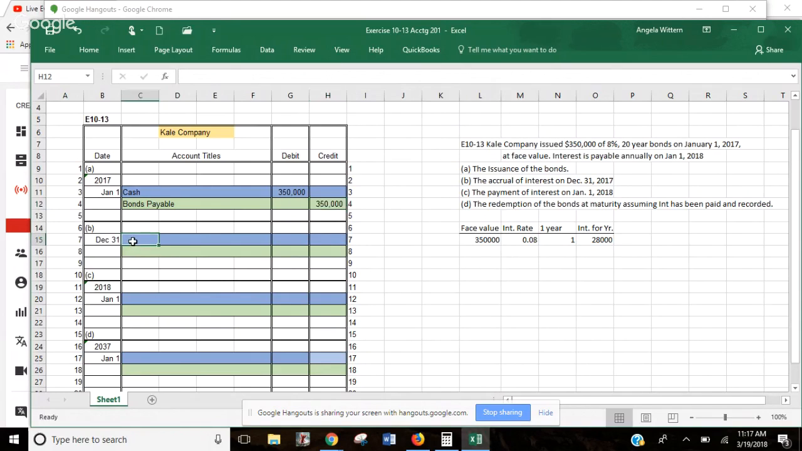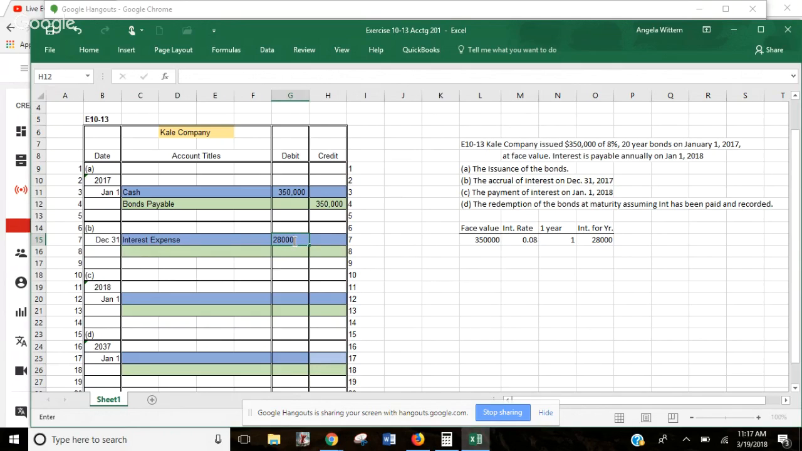Now, at the end of the year, we want to show the accrual of interest. So we will be debiting interest expense. And this is the formula I use to determine the interest for a full year. We've got the face value of the note at $350,000. Our interest rate is 8%. For a full year, that would be $28,000.